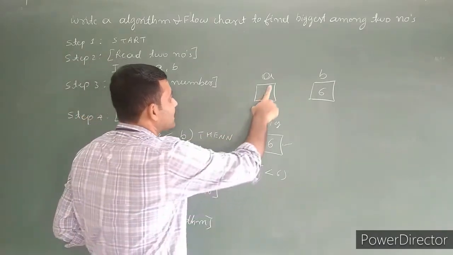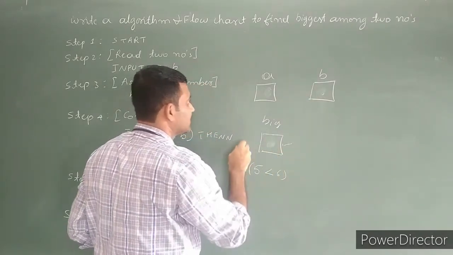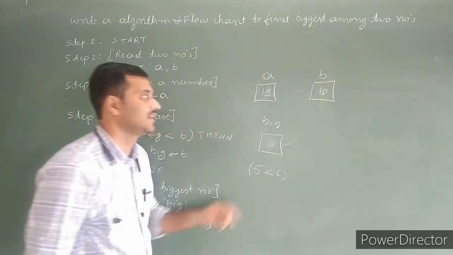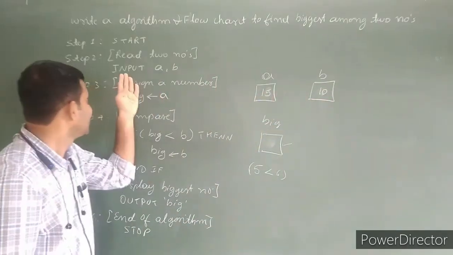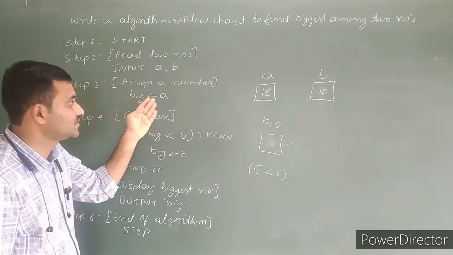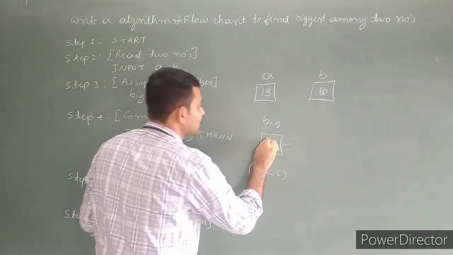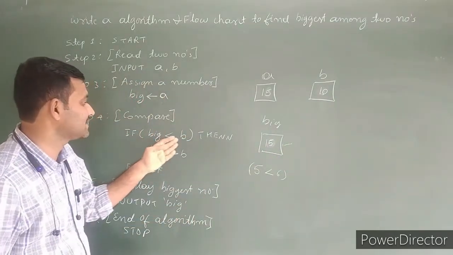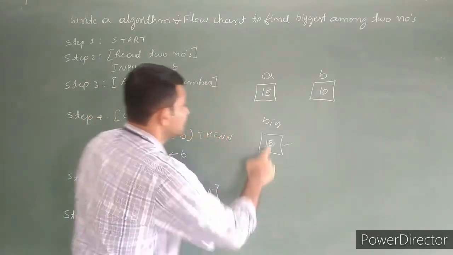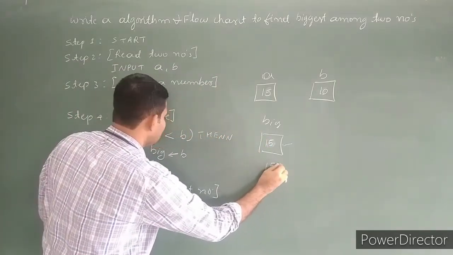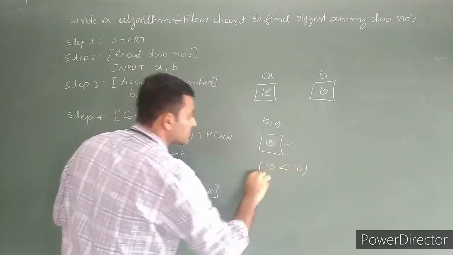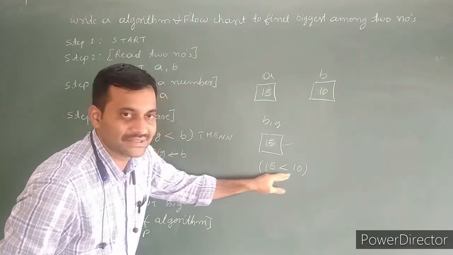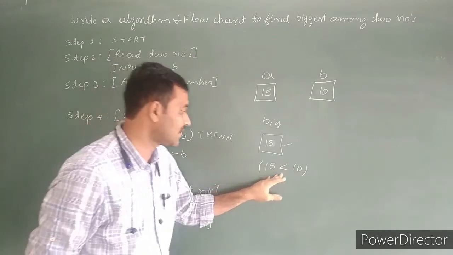Otherwise, take another example. Here A value is 15, B value is 10. Here we input A, B. Then assume big is equal to A. The value of A is 15. Then compare: big is less than B. What is the value of B? Here it is 15 less than B value 10. 15 is less than 10. Condition is false. 15 is not less than 10.